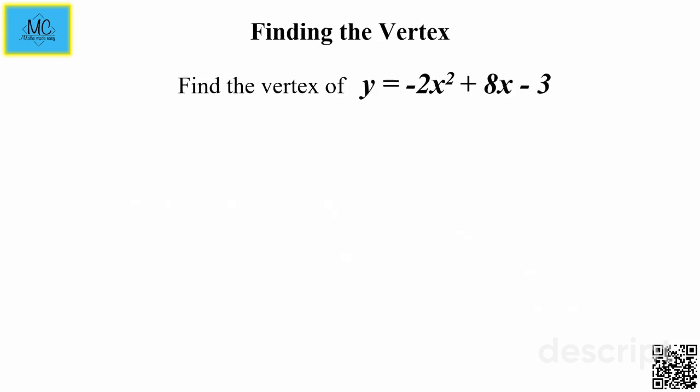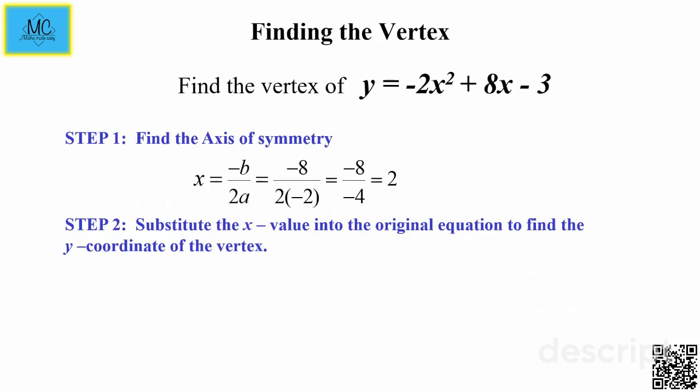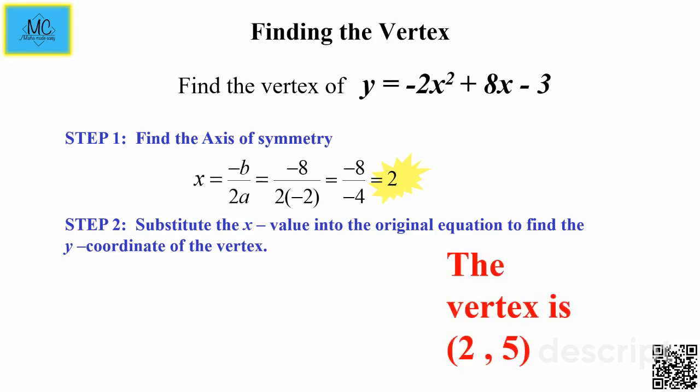Here's another example to find the vertex. Substitute the x values into the original equation to find the y coordinate of the vertex. And then the vertex is going to be (2, 5). This is how I'm going to find the answer.